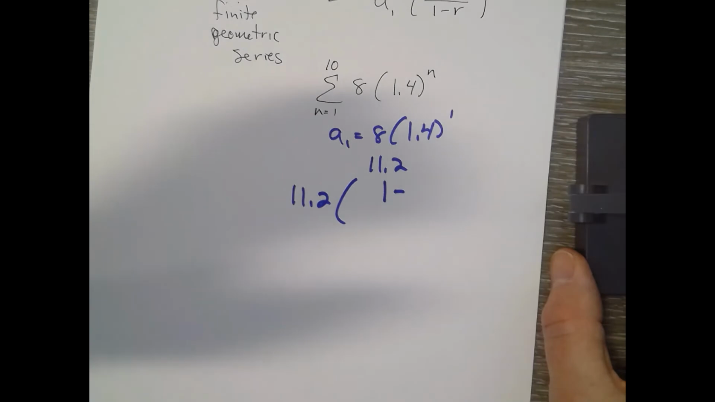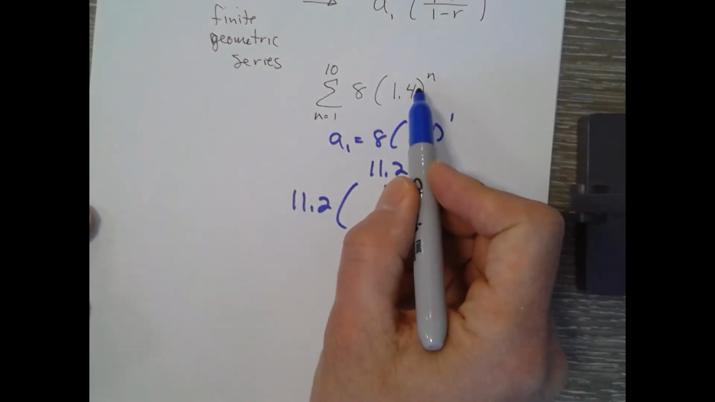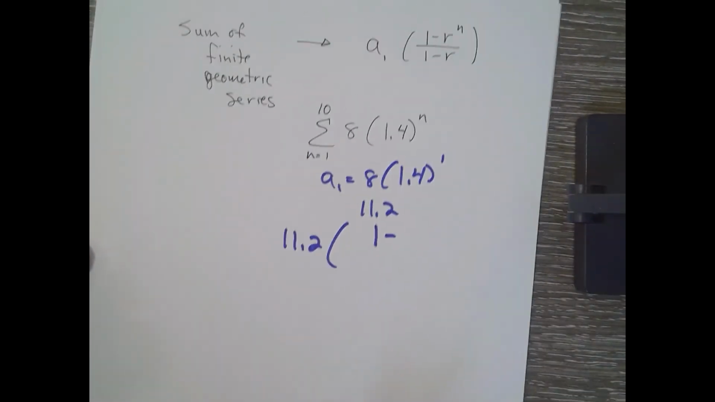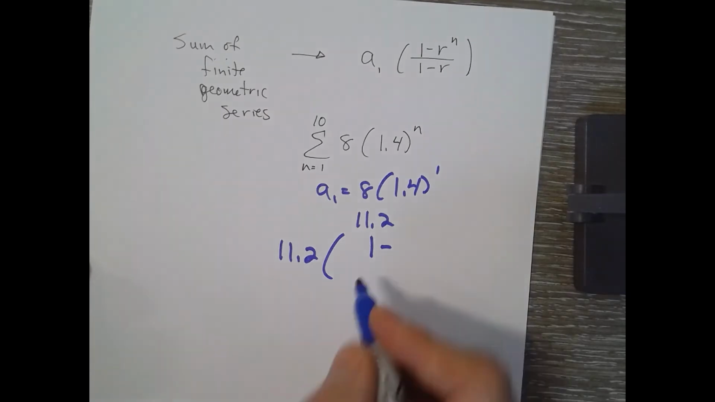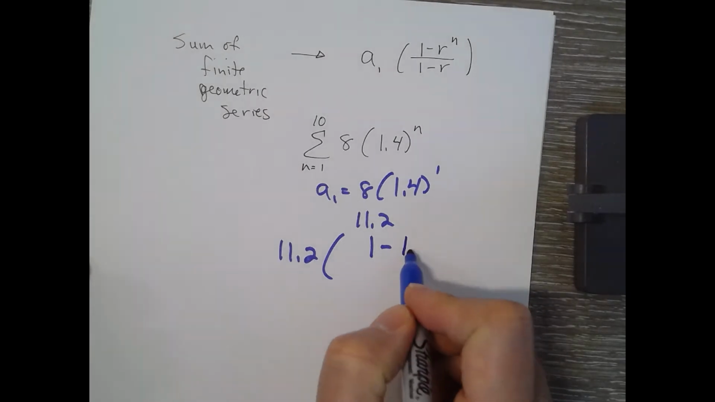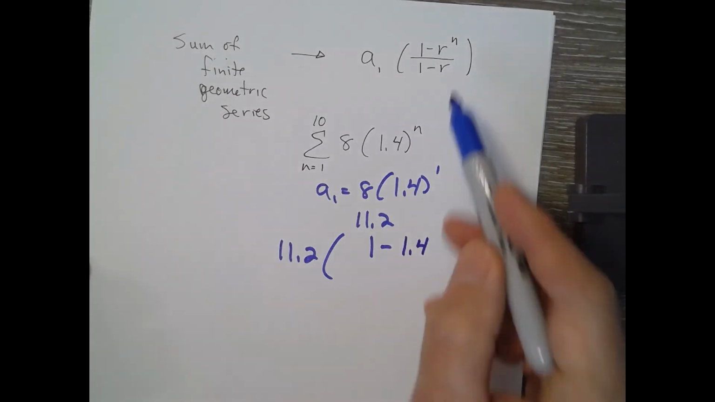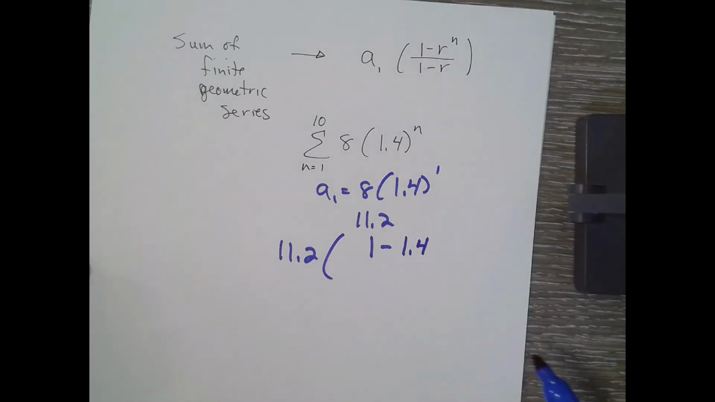What's my 1.4? Whatever is being taken to the n is my r. Okay, 1 minus 1.4 to the n. In this case, what's my n? 10? It is 10. Very good.